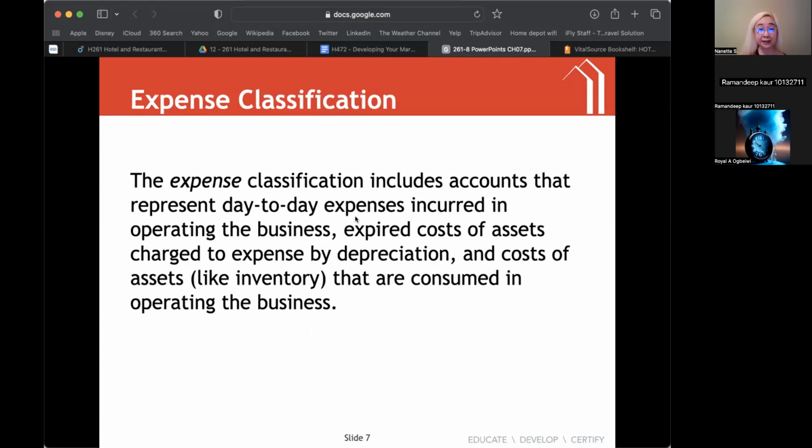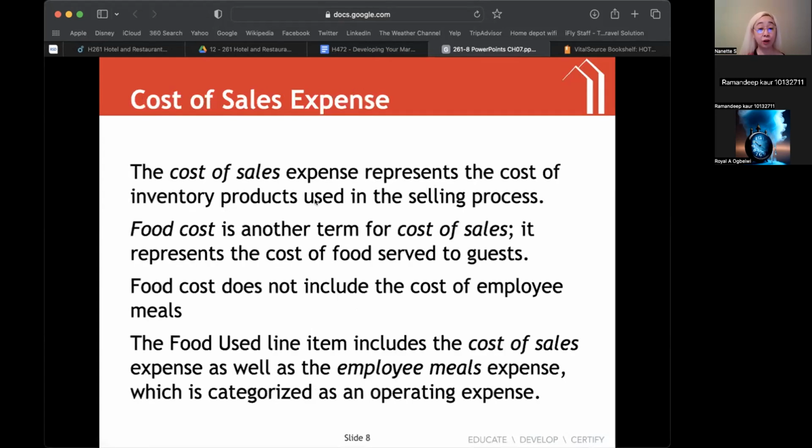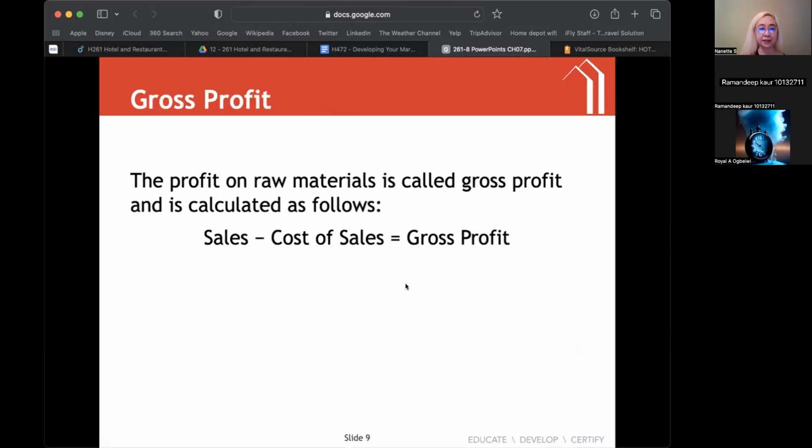So expenses, we have discussed it. These are the things that we pay for the operation of the business. So it can be salary, wages, utilities, and bills. We've also discussed cost of sales. An example would be employee meal. Employee meal is an expense because your employees will not pay for their meals because this is part of their benefits. Now, how do we calculate for gross profit?